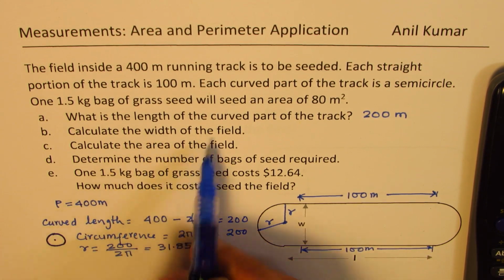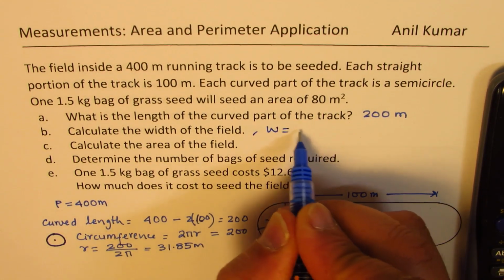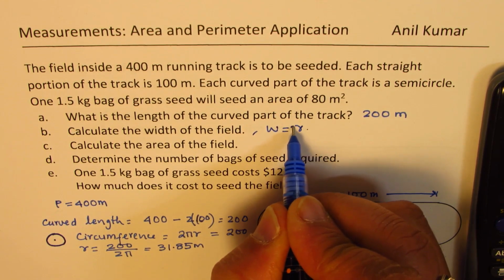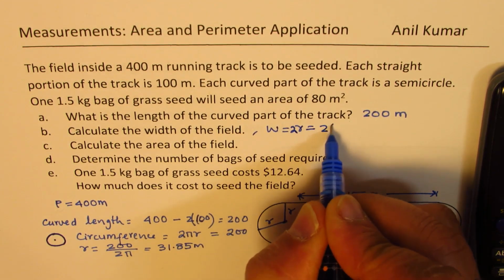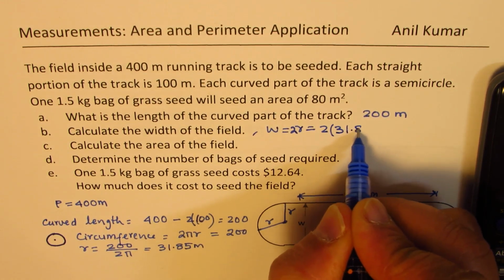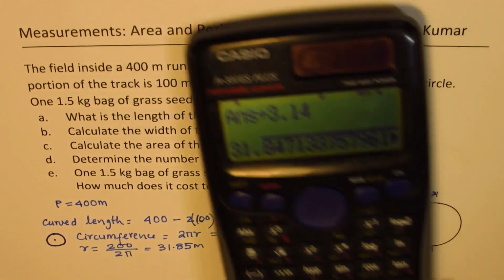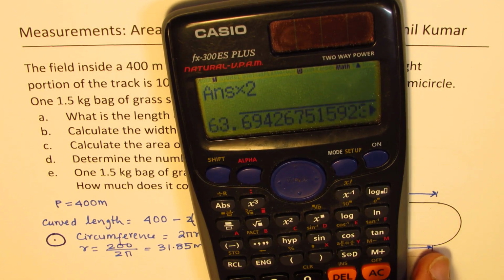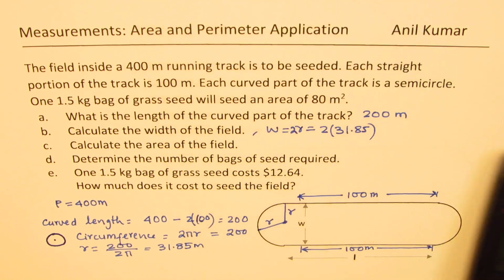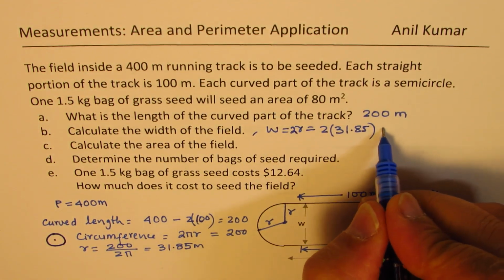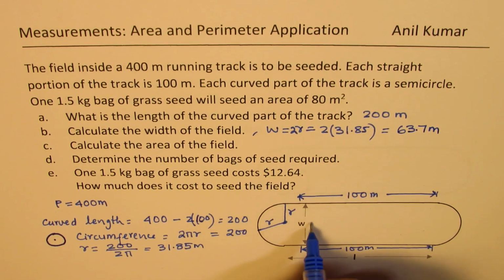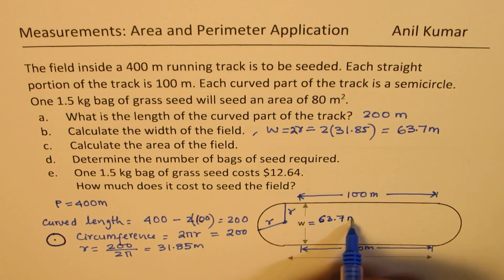We need to find the width. So width W is 2 times the radius, so it will be 2 times 31.85. So let's multiply this by 2 to get our answer in decimals, which is 63.7. Right. So this width is equal to 63.7 meters.